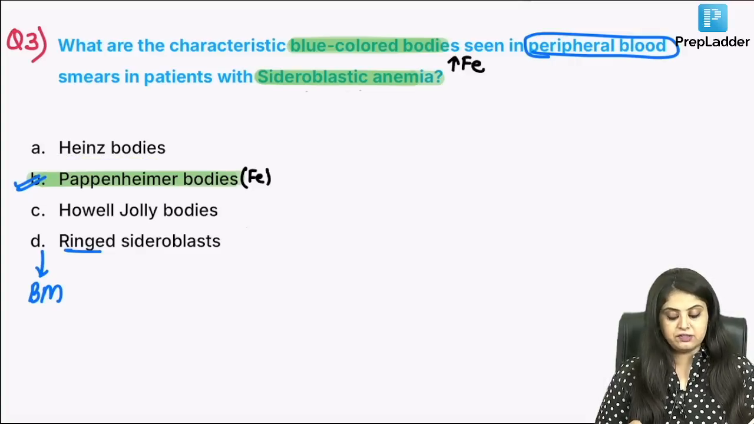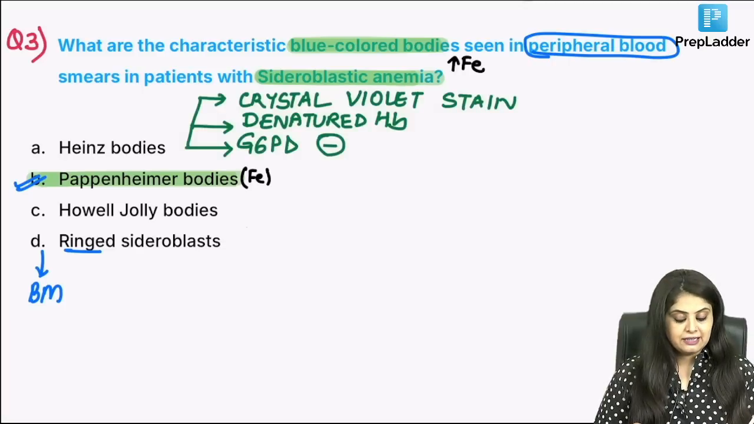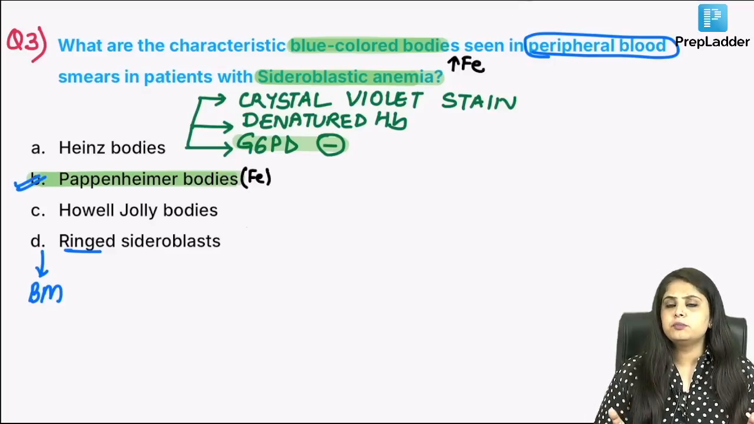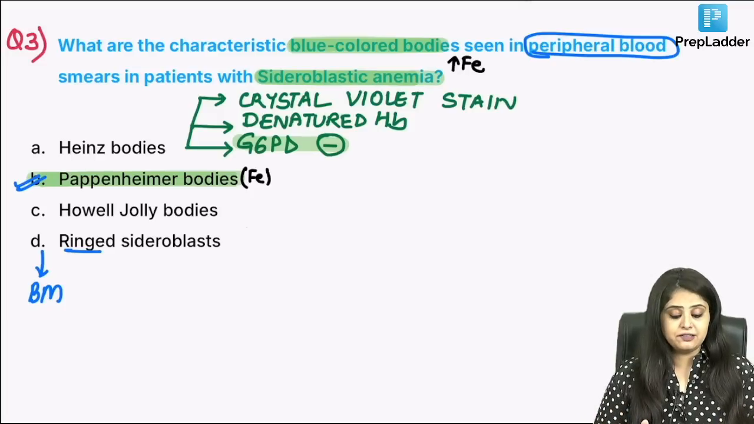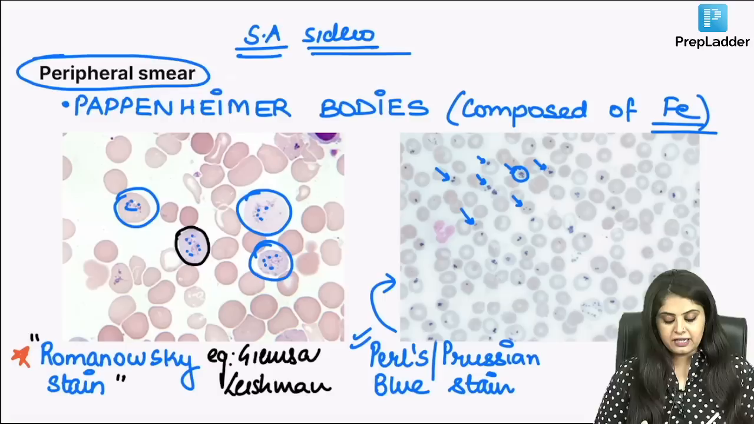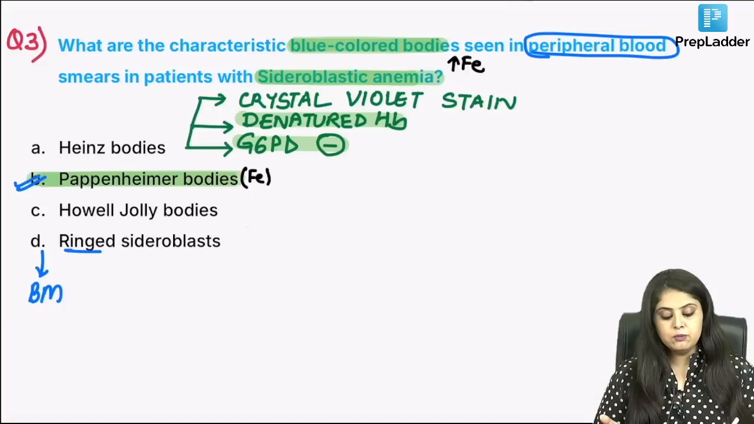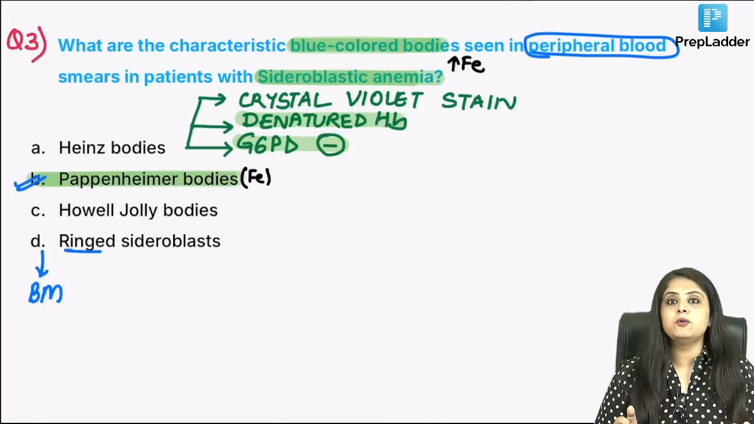What is Heinz bodies? Every question about Heinz body is that this is a body that you get to see in G6PD deficiency. What is it? G6PD is not working, so all the hemoglobin gets spoiled, that is denatured hemoglobin. When you were seeing other bodies, you were using Romanovsky stains, because the hemoglobin was normal. Now when the hemoglobin has been denatured, I can't see them on Romanovsky stains.